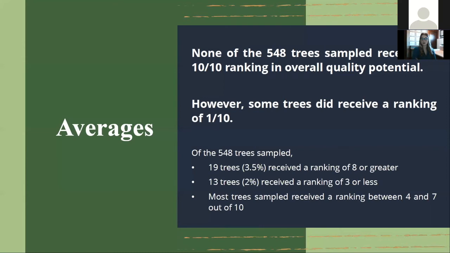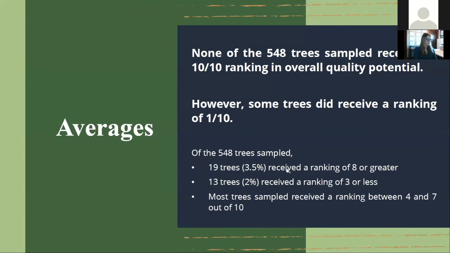So we had some pretty fussy graders, I guess you could say, but that's good. That brings our quality up. And our worst trees, for lack of a better term, that's what we've been calling them, we had 13 of those. So 2% of the population received a ranking of 3 or less. So 1, 2, or 3. And most of the trees, therefore, received rankings between 4 and 7.